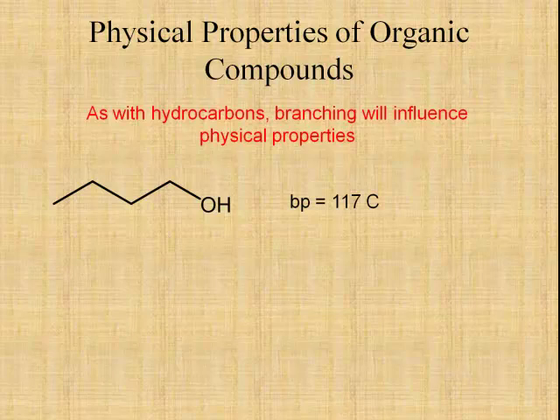For instance, butanol has a boiling point of 117 degrees, but if I look at its branched constitutional isomer, the boiling point is only 82 degrees. And this, you should recall, is because branching reduces the surface area of the molecule, reducing the van der Waals interactions.